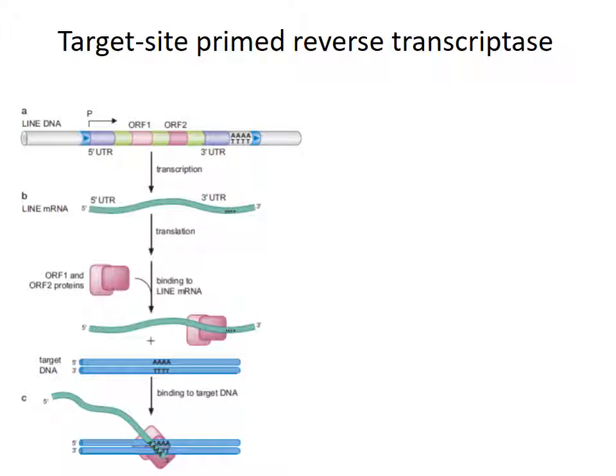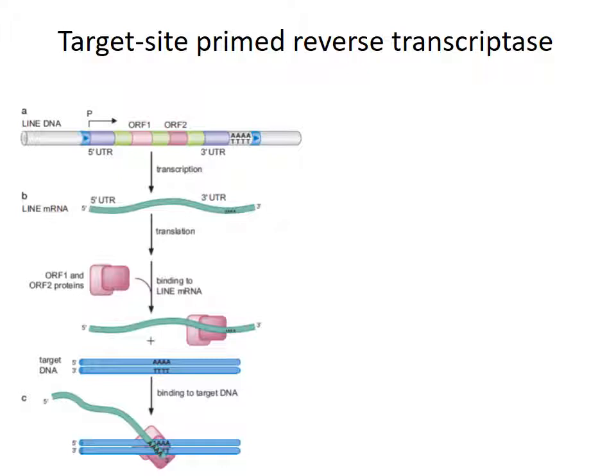So the copy-paste mechanisms for the DNA-like transposons are similar in eukaryotes to what Dr. Pixley will have told you about already in bacterial cells, so I don't want to go over those. I want to focus instead on this so-called target site primed reverse transcriptase system here, which is what the poly-A transposons utilize when they move around genomes.